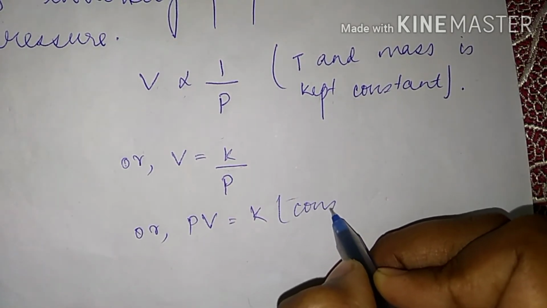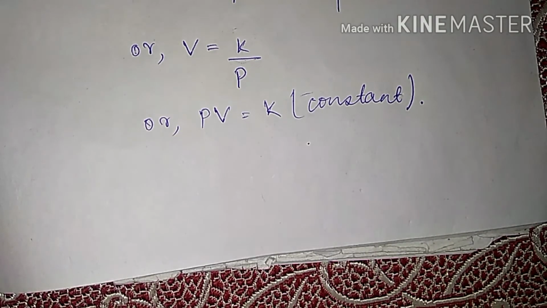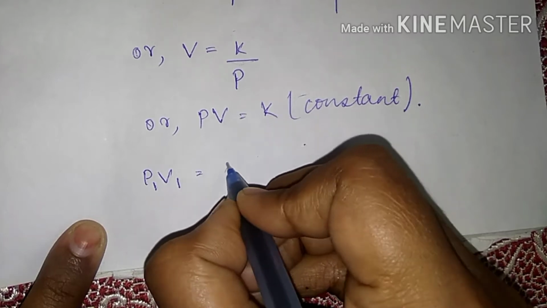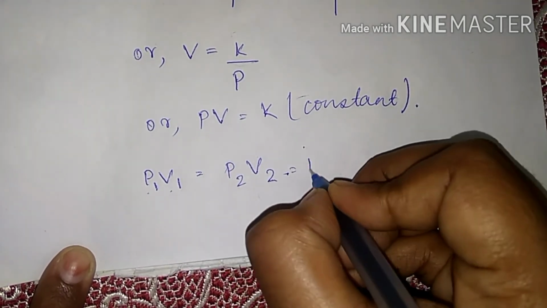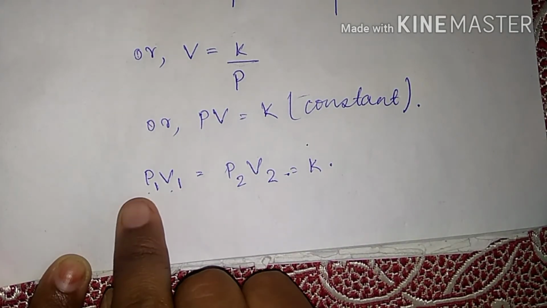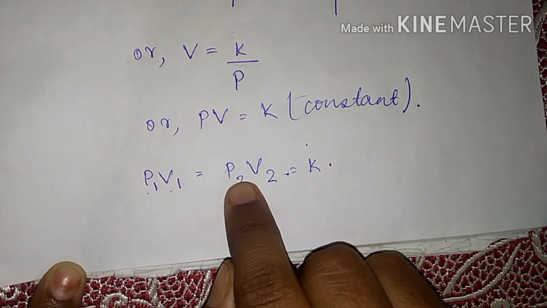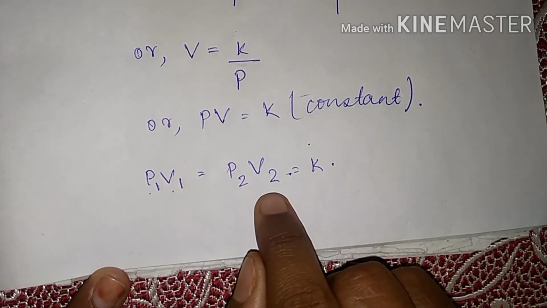or PV equals K, which is constant. When we have to discuss problems based on Boyle's law, it will be given about 2 or more gases. What will be the formula at that time? P1 V1 equals P2 V2. What do P1 V1 and P2 V2 denote? It denotes the pressure of a gas A at P1 and volume of the gas A at V1, and P2 denotes the pressure of the gas B at P2 with volume at V2.